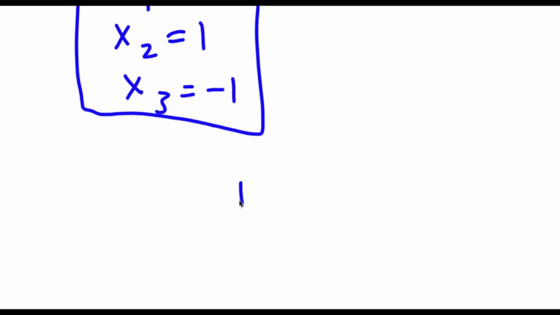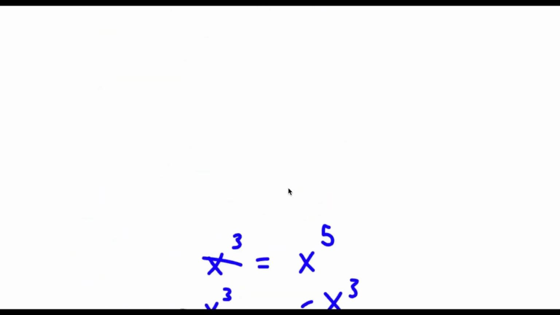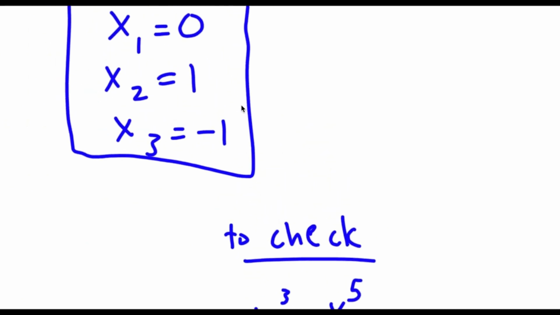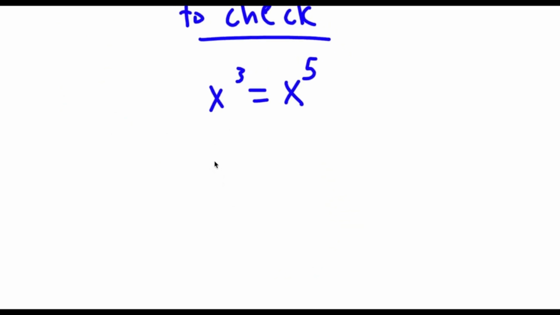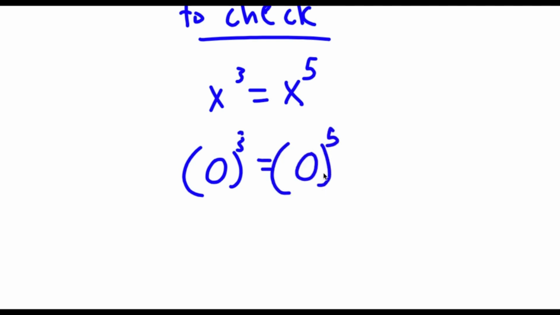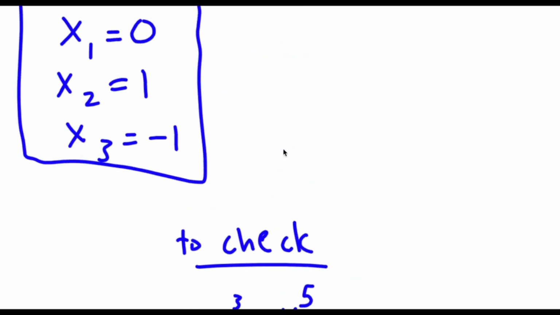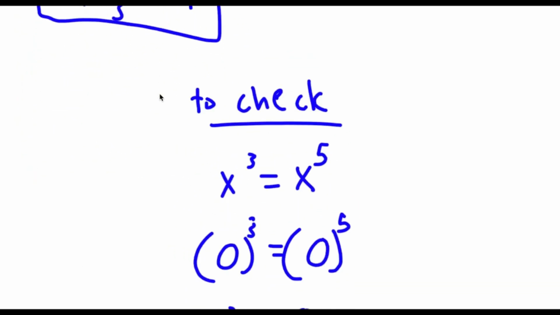So now to check, my original equation was x to the power of 3 is equal to x to the power of 5. So let's first check 0. So if x equals 0, I have 0 to the power of 3 is equal to 0 to the power of 5. Now 0 to the power of 3 is the same thing as 0, and 0 to the power of 5 is the same thing as 0. So 0 works.